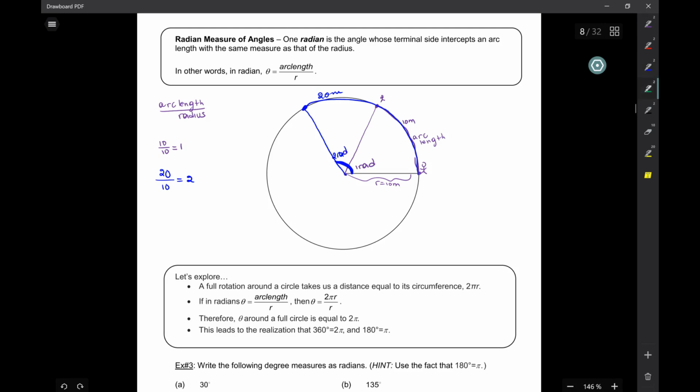And so the other guy, guess how much he walks? He walks 30 meters.